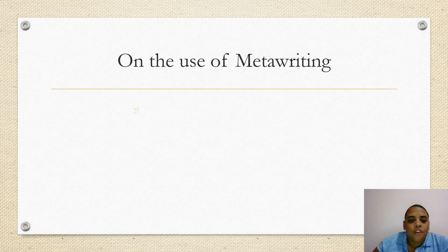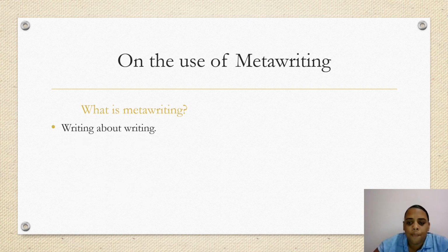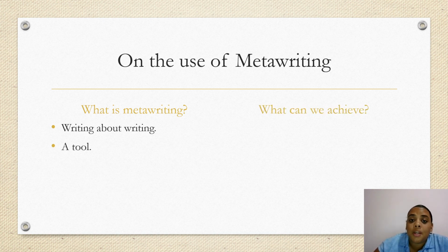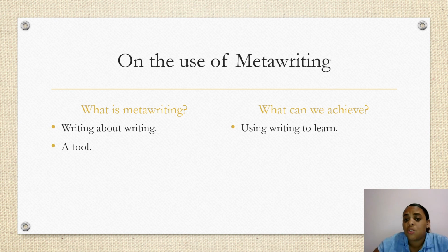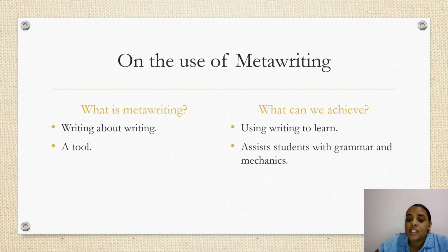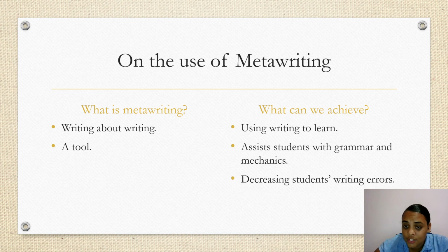So, first off, we want to define what meta writing essentially is. Meta writing is defined as simply writing about writing. As a means of dealing with basic grammar and mechanic problems in his college level composition courses, the author Joyce came up with this tool. Meta writing can help students diminish errors in their writing through writing itself. So they're essentially using writing to learn, while assisting students with grammar and mechanics.